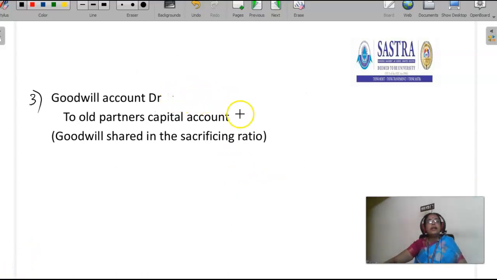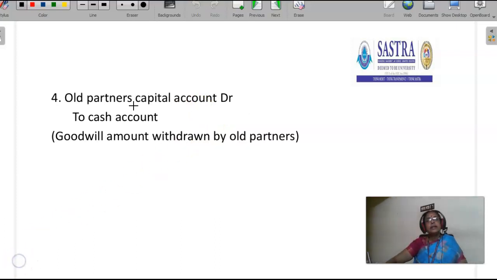Third entry, goodwill account debtor to old partner's capital account. The amount which is brought by the new partner for the purpose of goodwill should be shared between the old partners in their sacrificing ratio. The entry would be goodwill account debtor to old partner's capital account. Then the fourth entry is the old partners may retain the cash, or they withdraw the cash. That is up to them. So for that, the entry is old partners capital account debtor to cash account. Goodwill amount withdrawn by old partners.